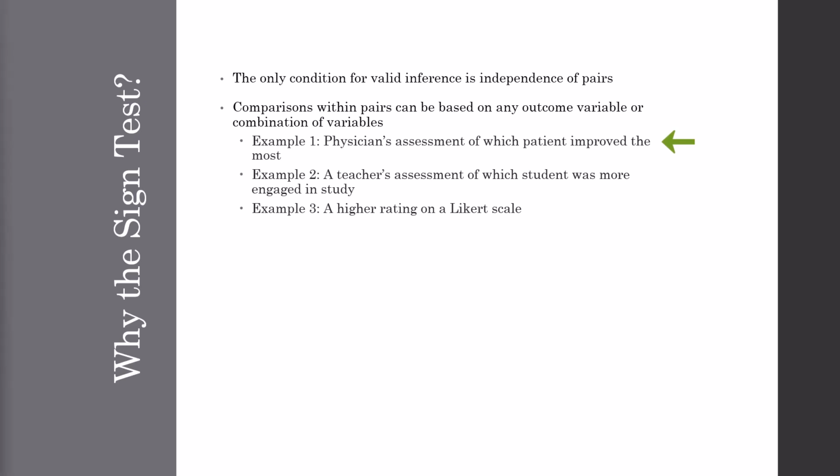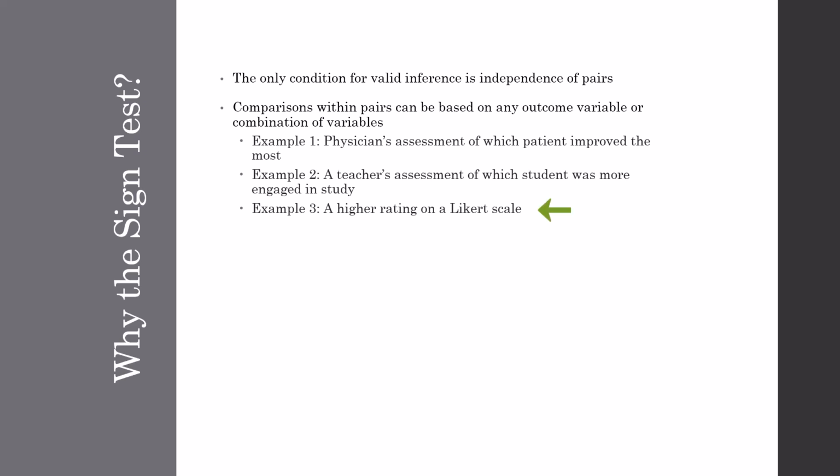That is, whether the person who was assigned to the treatment condition had a more successful outcome than the person in the control condition, or vice versa. We don't even need a numerical assessment. The physician could make a holistic determination of which patient improved the most, perhaps relying on a number of different variables. In another example, a teacher could assess which student is more engaged in study. Again, the teacher can use multiple indicators. No numerical values are needed.